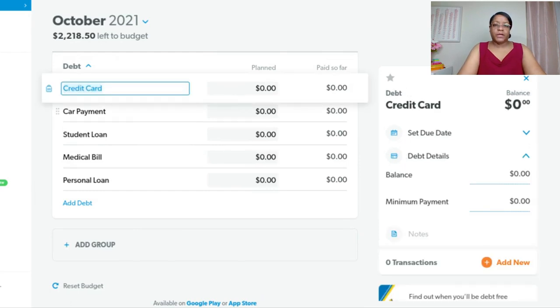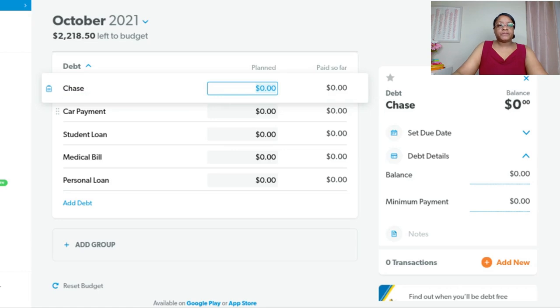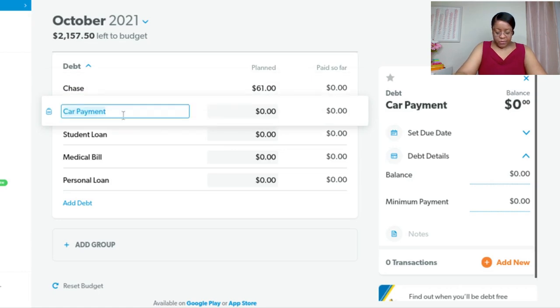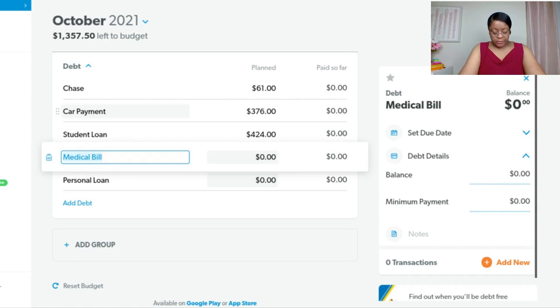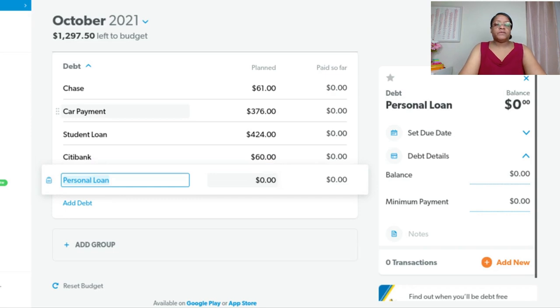So, credit cards. Let's go with Chase. I was paying them 61 a month. My car payment, and I apologize, my voice is cracking, was 376. My student loan was 424. It was actually 423.74, but I don't want to deal with any change right now. And I had Citibank, and I was paying them 60. Personal loans, I did have those, 212.